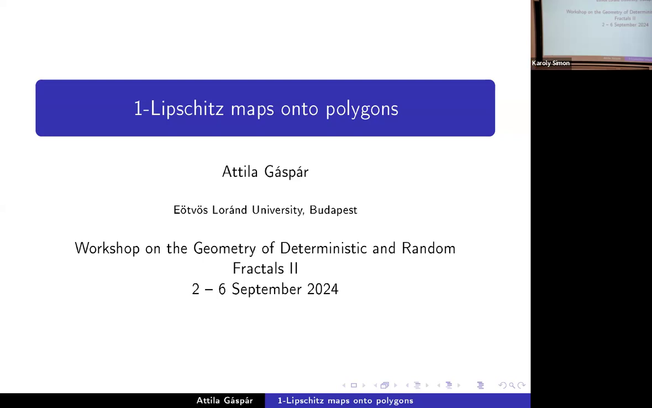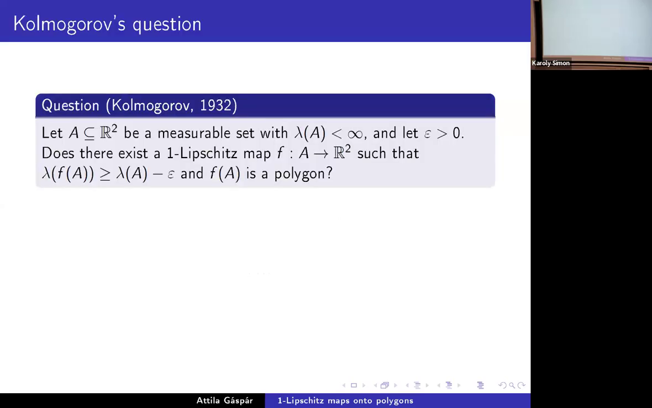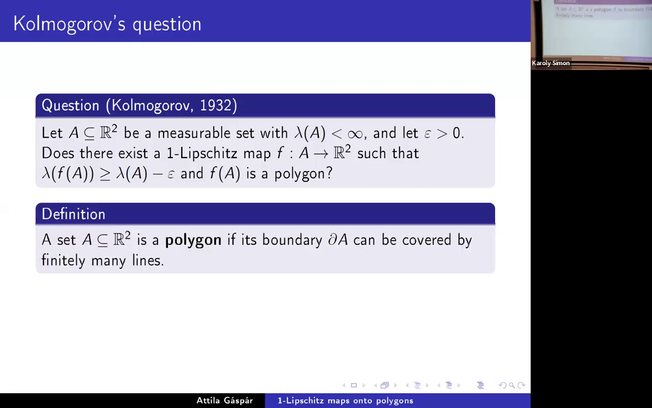So the problem was proposed by Kolmogorov. He asked whether it is possible to map sets in the plane with finite measure onto polygons with one-Lipschitz maps in such a way that the image is a polygon. Here, a polygon is a set whose boundary can be covered by finitely many lines.